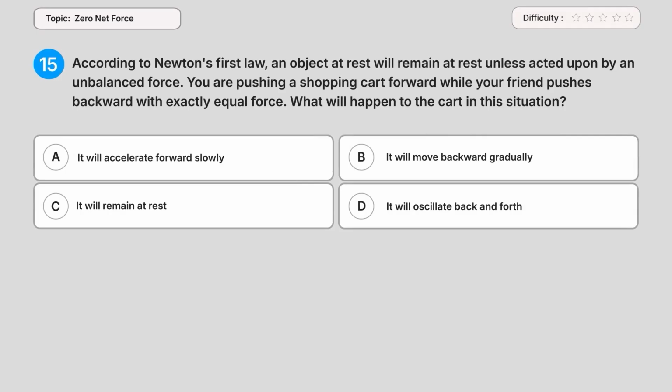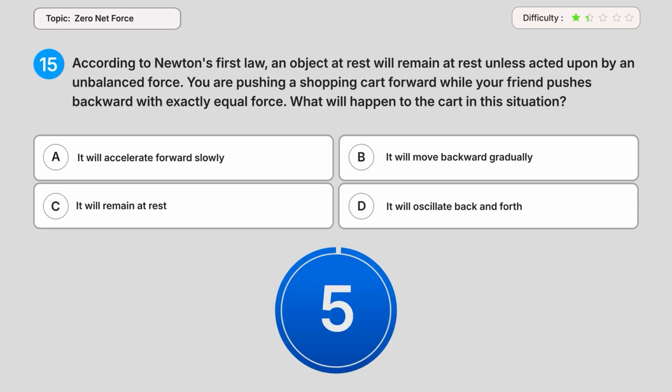15. According to Newton's first law, an object at rest will remain at rest unless acted upon by an unbalanced force. You're pushing a shopping cart forward while your friend pushes backward with exactly equal force. What will happen to the cart in this situation? A. It will accelerate forward slowly. B. It will move backward gradually. C. It will remain at rest. D. It will oscillate back and forth. Do you know the answer?